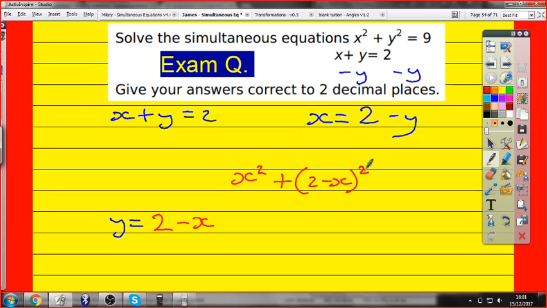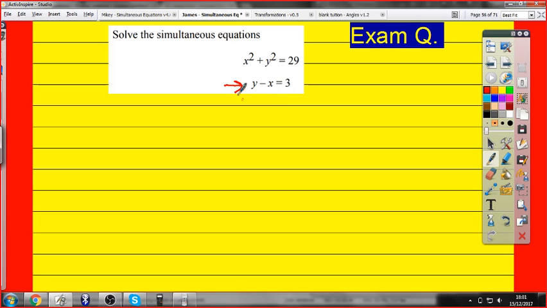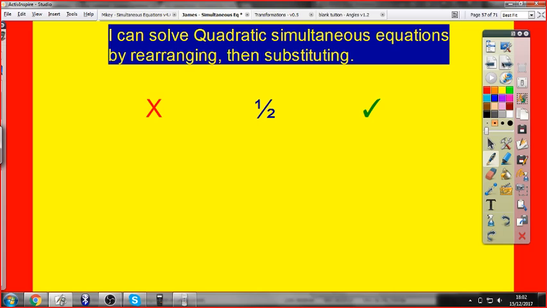You can see this one, y minus x equals 3. For this one, what would y be equal to? It won't be a number, just in terms of x. At the moment it's y minus x. How would you make it y equals? y equals x plus 3. Correct. And then you would solve it exactly the same way as the other ones. Instead of y squared, you would write (x plus 3) squared because that's what y is equal to. And you would solve it by substitution. I can solve quadratic simultaneous equations by rearranging and then substituting: x, a half or tick.